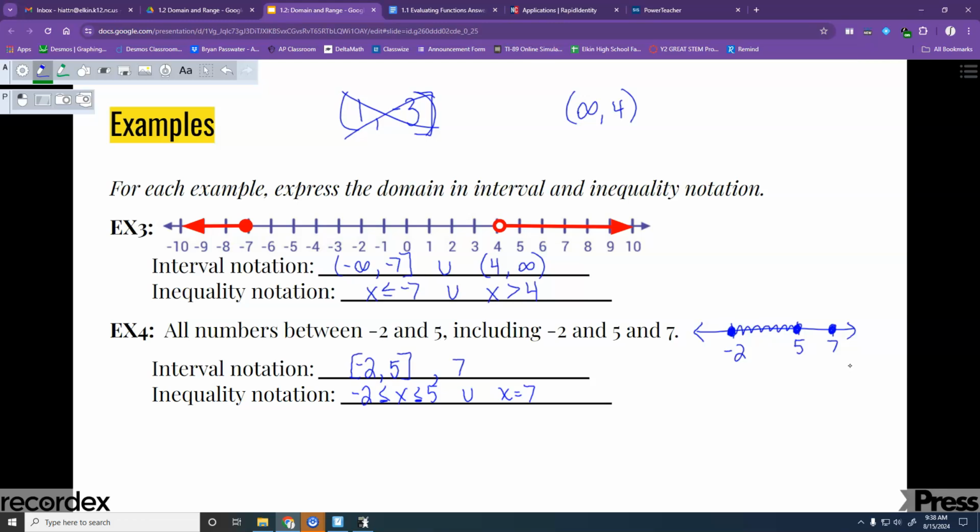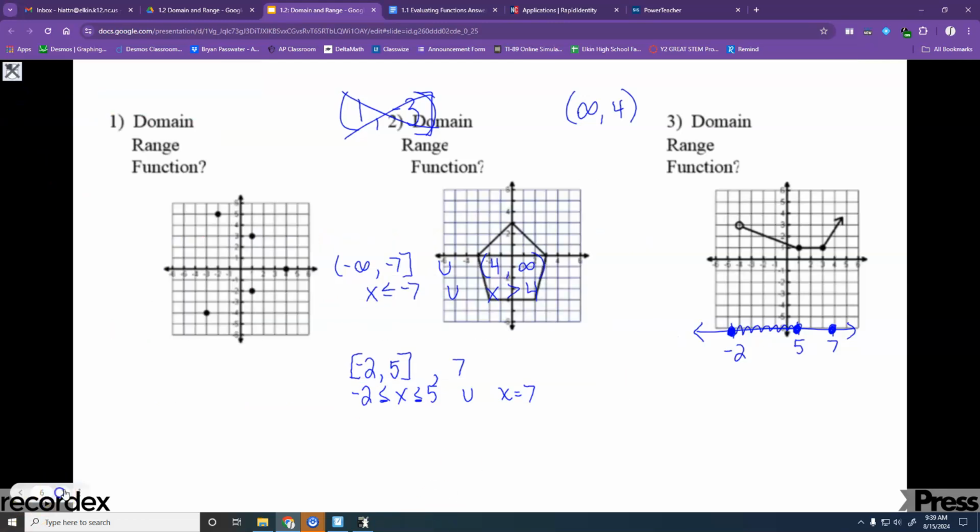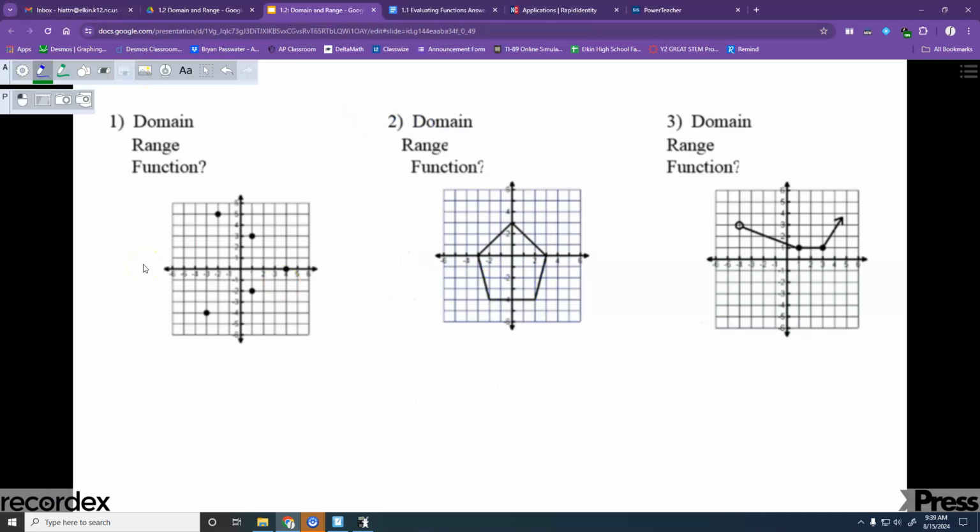Okay, so learning how to do the notation is really the biggest part of this, but now let's look at some actual functions and some domain and range. So I gave you all a vertical line, okay? So you're going to take your vertical line. I'm going to get my yardstick. I'll show you up here.